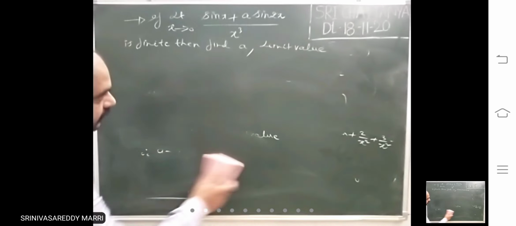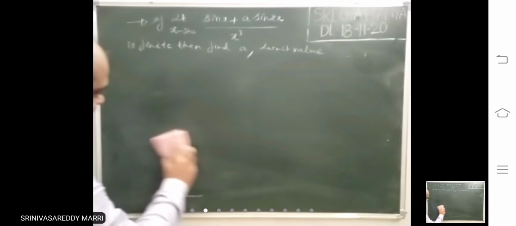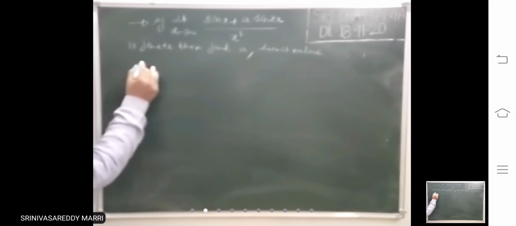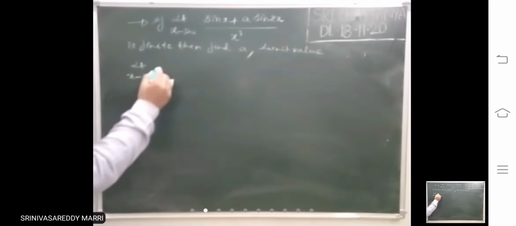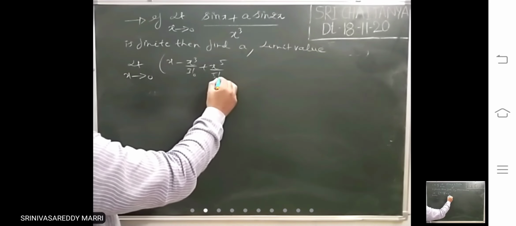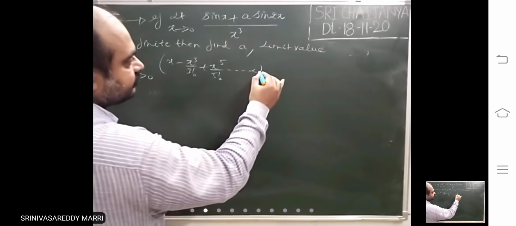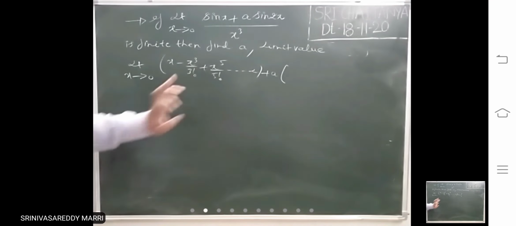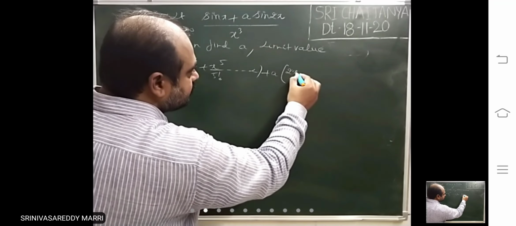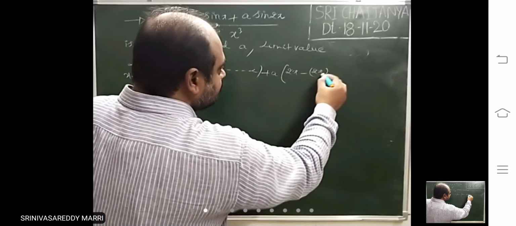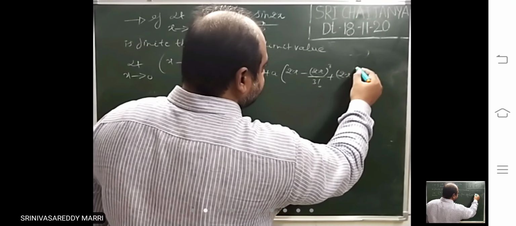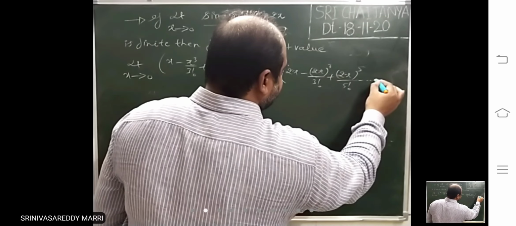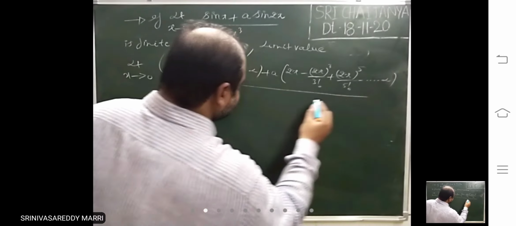Look at this. Now divided by x power n is there, right? So then you write the series. You have to express this as a polynomial. Limit as x tends to 0. Write the sin x formula: x minus x cube by 3 factorial plus x power 5 by 5 factorial, and so on to infinity. Plus a into sin 2x means what? In this formula, 2x: 2x minus 2x whole cube divided by 3 factorial plus 2x whole power 5 divided by 5 factorial and so on to infinity, divided by x cube.